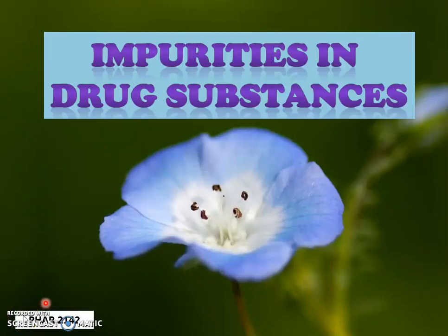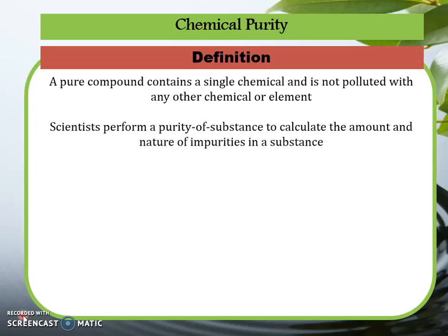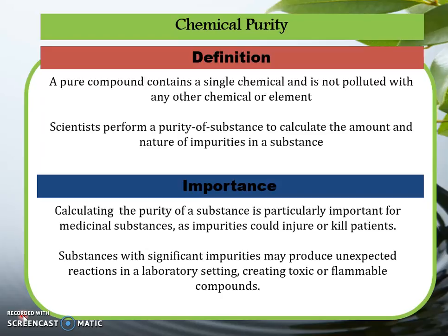Impurities in drug substances. To understand impurities, we must first get to know what chemical purity is. Chemical purity means a pure compound contains a single chemical and is not polluted with any other chemical or elements, meaning it is not contaminated. Why do we want to use pure chemicals? It is to ensure the safety of our patients and also to make sure that our product does not become toxic or flammable.